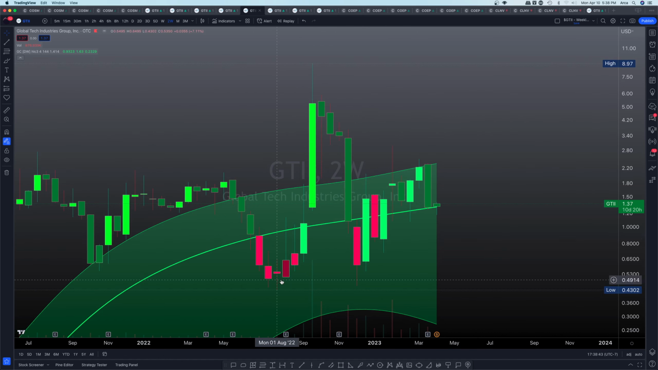So we had the rejection, huge rejection. We came back and tested it. We closed above the mean band, and then we actually made a move to the upside.